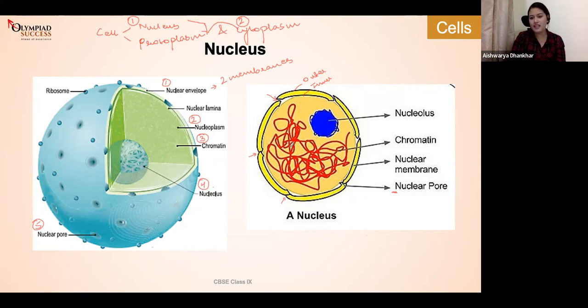Okay. In the center, you will see that there is genetic material. We usually call it the chromatin fiber. Chromatin means condensed chromosome. Not condensed, sorry, decondensed chromosome.